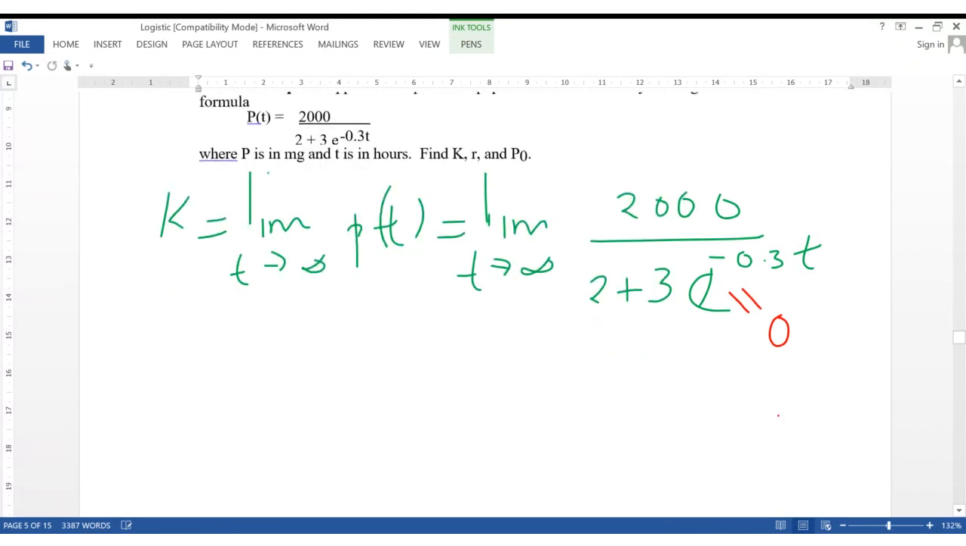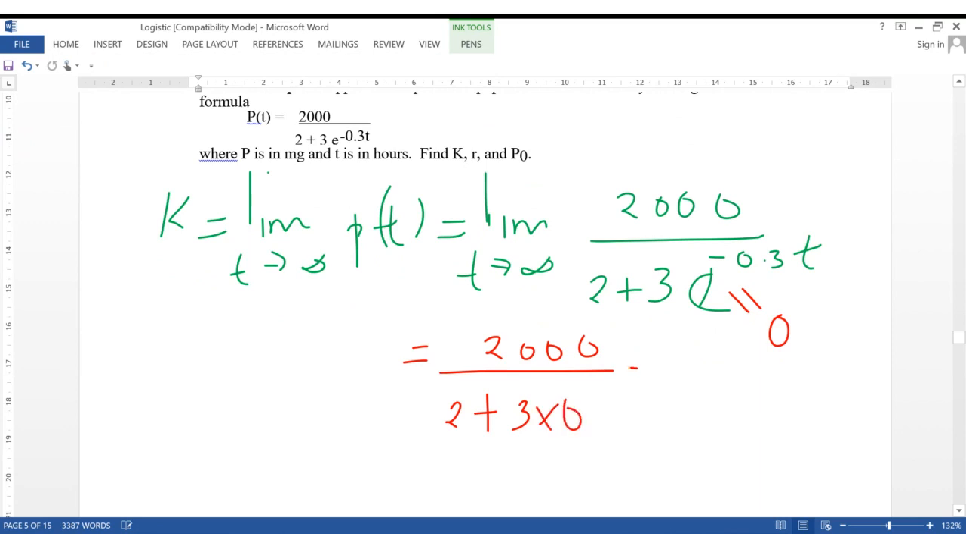I'll get 2000 all over 2 plus 3 times 0. Then 3 times 0 is 0, so 2000 all over 2. When you do this, what are you getting? I'm getting 1000, and I'm done. So that's how you calculate the K when you have been given P(t). When you have been given the differential equation, you do a direct correspondence.